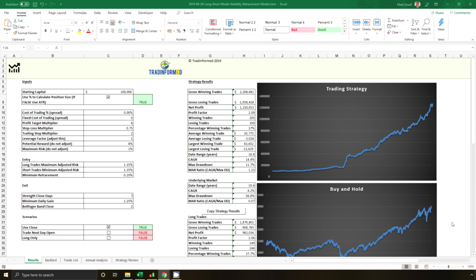On the screen at the moment is a trading form backtest model. Now this model is built in Excel, and it is a way for you to develop and test your trading strategies. I have used this to develop this particular strategy. Over here on the left we have inputs and variables that you can use to optimize the strategy for different markets. Over here on the right we have the results and the output, including the capital graph for this strategy.